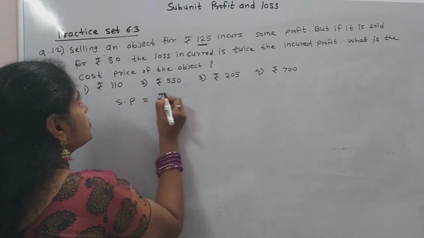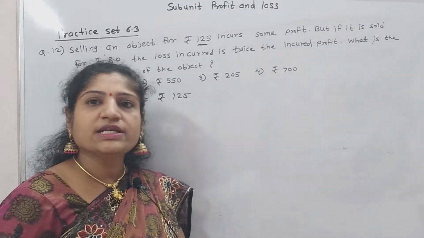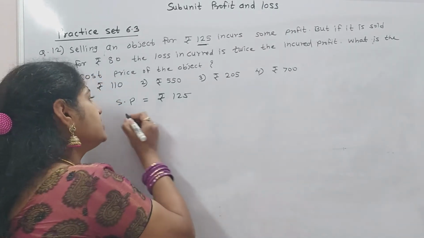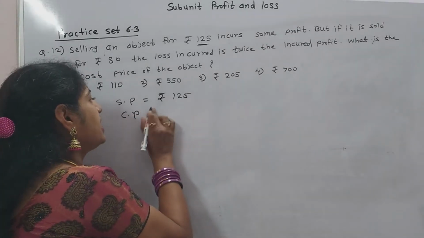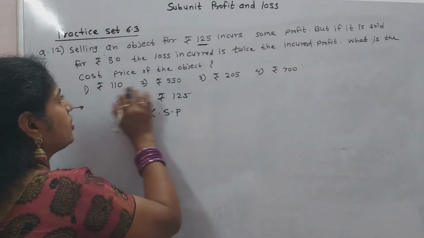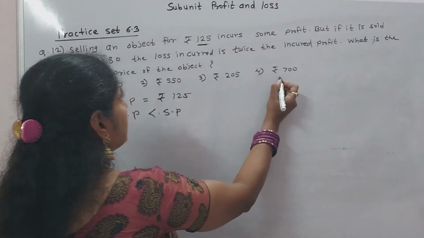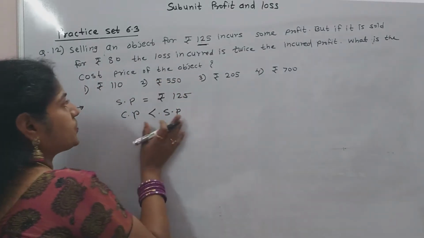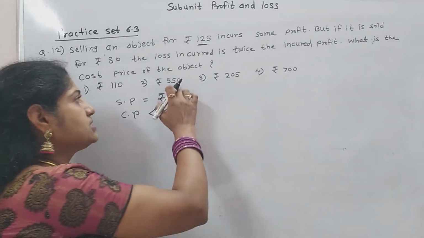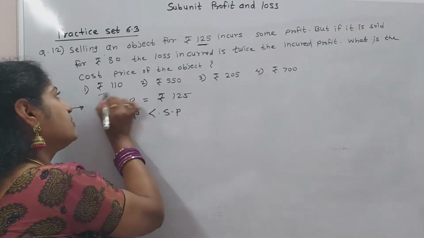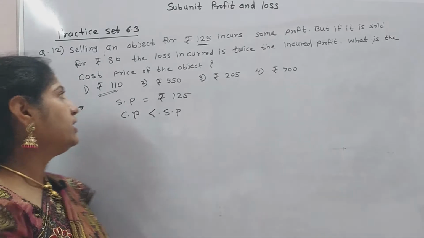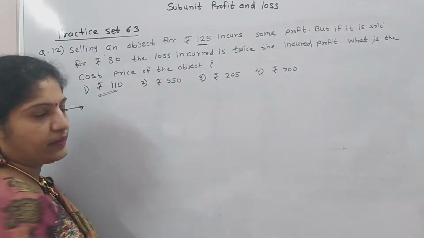Selling price is rupees 125. If the object is sold at 125, there is a profit. What does it mean? The cost price is less than the selling price, that is 125. Here are the 4 options: 1, 2, 3, 4. We have to find the cost price, and the cost price is less than 125. So options 1, 2, 3 are wrong. These are greater than 125. The answer must be 110. By observation, we calculate the answer 110.